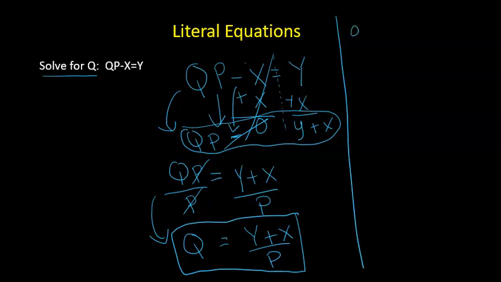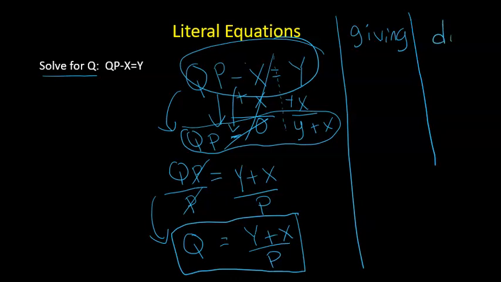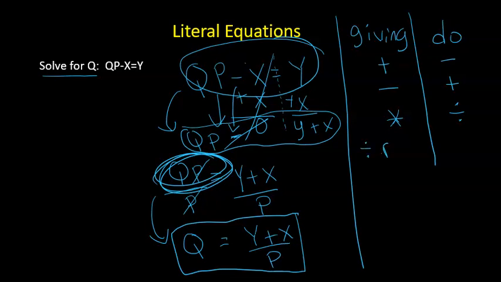So let's make a chart. Here's what you're getting. This is giving you something from the problem. And then here's what you're going to do if it gives you that. So if it gives you a plus, you're going to do minus. That's the inverse. If it gives you a minus, you're doing a plus. If it gives you multiplication, like the Q and the P right here were, you're going to do division. And if it gives you division or like a fraction, you are going to multiply.